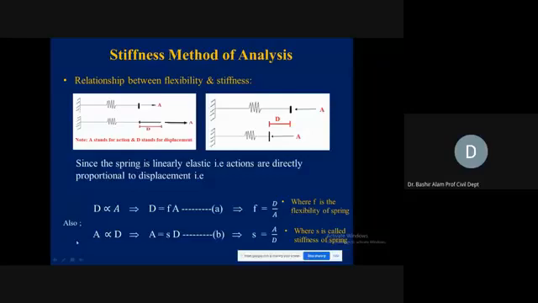Now, vice versa, if we write A is directly proportional to D, so A is equal to SD. To remove this proportionality, we put some constant here, or S is equal to A divided by D, where S is called the stiffness of the spring. And what is the definition of this S? The action required to produce a unit displacement.